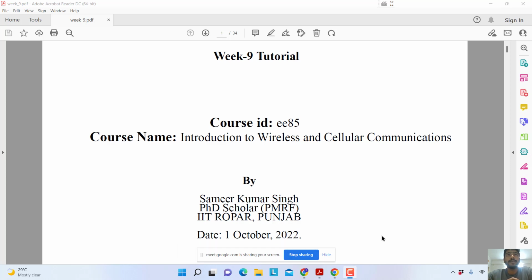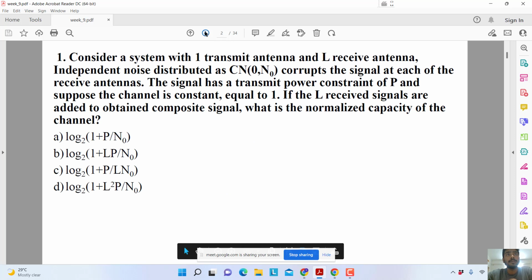Today we will discuss the week 9 tutorial, and question number 1 is on your screen. Please try this. First time reading this question. Consider a system with one transmit antenna and L receive antennas. Independent noise with zero mean and variance N0 corrupts the signal at each of the receive antennas. The signal has a transmit power constant of P, and suppose the channel is constant, equal to 1. If the L received signals are added to obtain a composite signal, what is the normalized capacity of the channel?